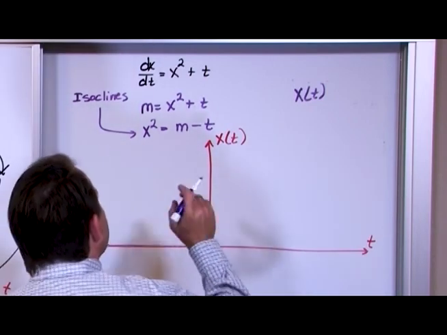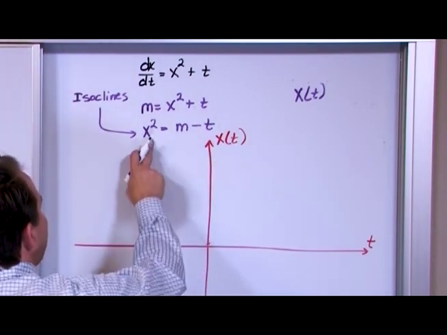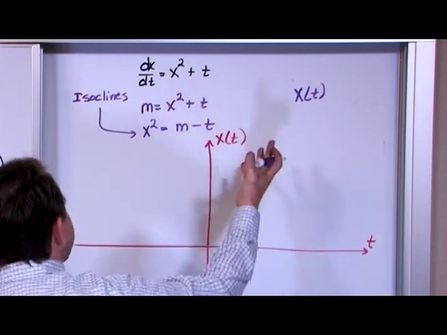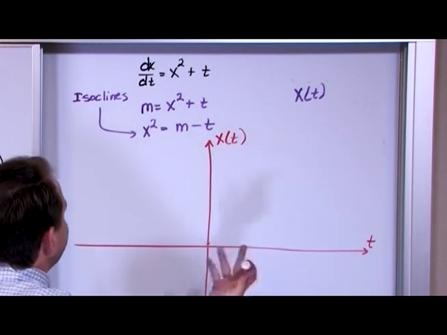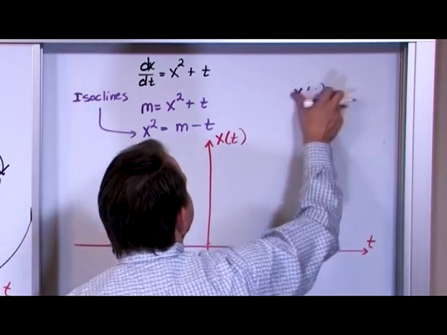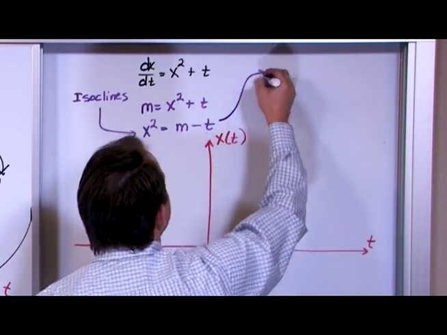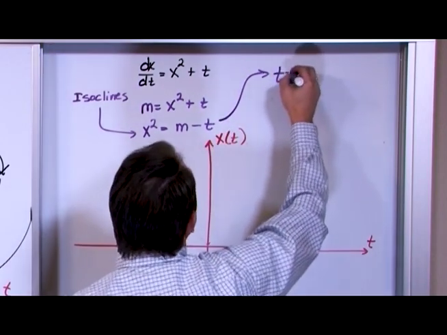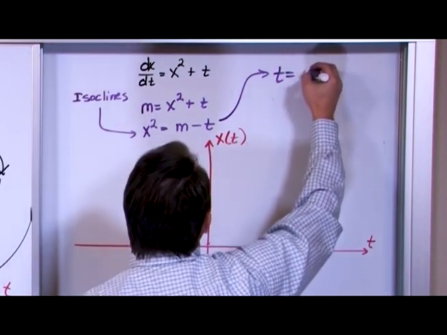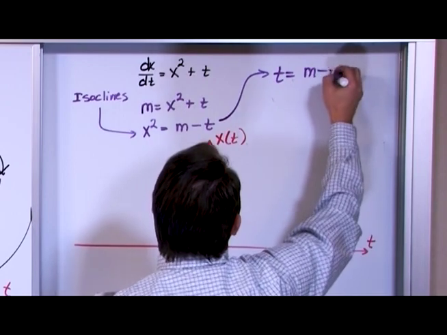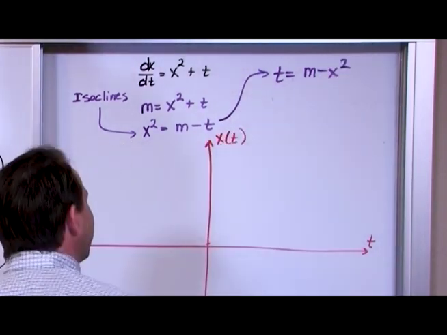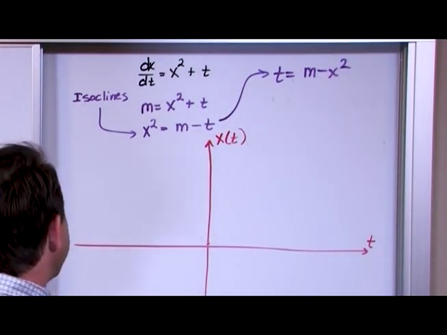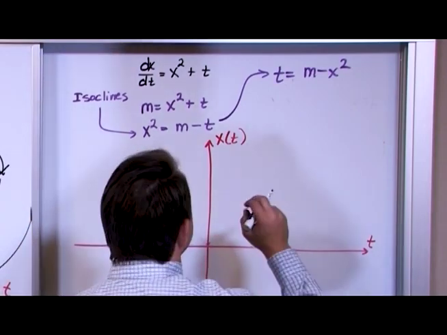So an easier way to manipulate this, because I have an x squared, I could take a square root of both sides and try to plot it with plus and minus square roots. But really, if I just flip it around so t is on one side, t is equal to m minus x squared, and work with this, it's going to be a little bit weird, but I promise you that it'll let you visualize the isoclines a little bit better.